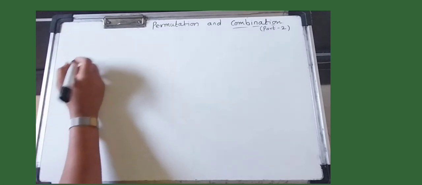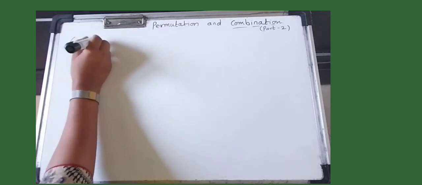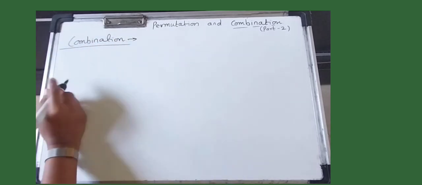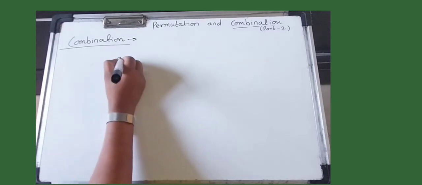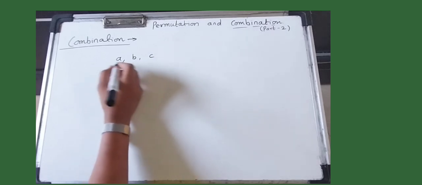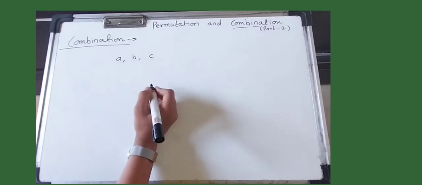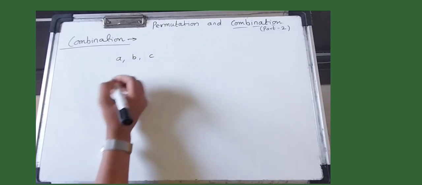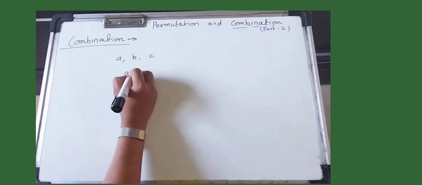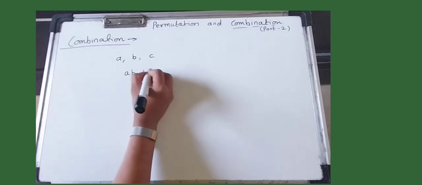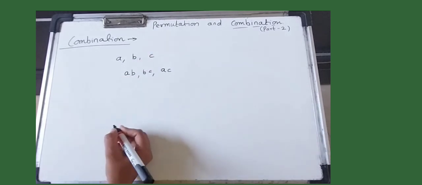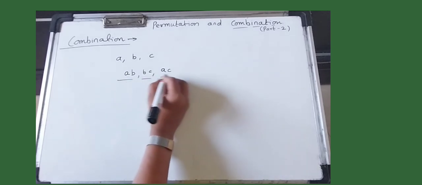So what is the combination? If I have three objects A, B, C, and from these three objects we have to take two at a time, how can we take? Suppose I take AB here, BC here, then AC. What is the next possibility? There is no other possibility.